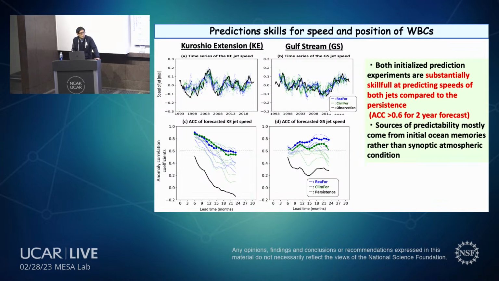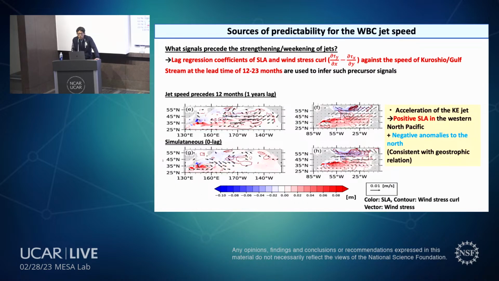This kind of scenario is consistent with other previous studies that address the potential predictability of western boundary currents. But to confirm this idea, we try to extract some precursor signal of acceleration of both the Kuroshio Extension and Gulf Stream jets. To do so, here we show the lag correlation coefficients between sea level anomalies as color and wind stress by vector, and wind stress curl by contour, and lag regression against the speed of the Kuroshio and Gulf Stream jets. At zero lag, as shown in the previous slides, the acceleration of both the KE and Gulf Stream jets corresponds to a dipole structure of sea level anomalies, with positive anomaly to the south and negative anomaly to the north, consistent with the geostrophic relation.